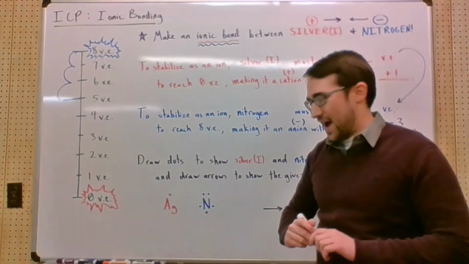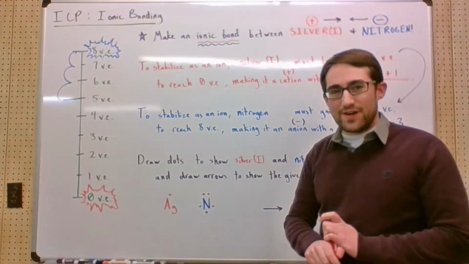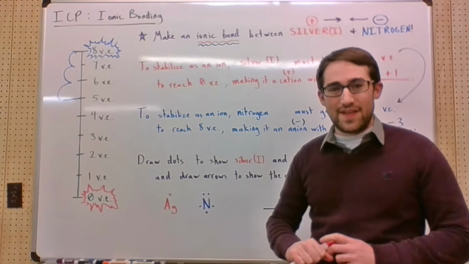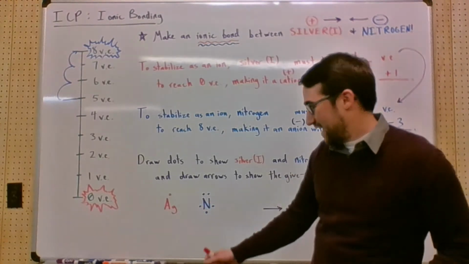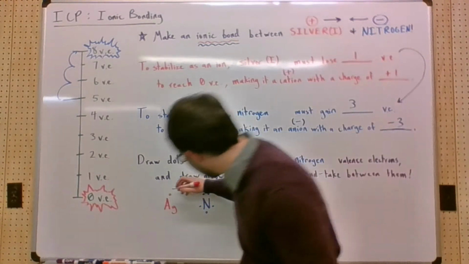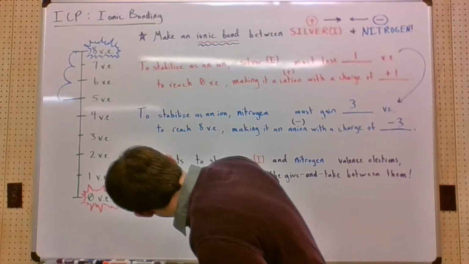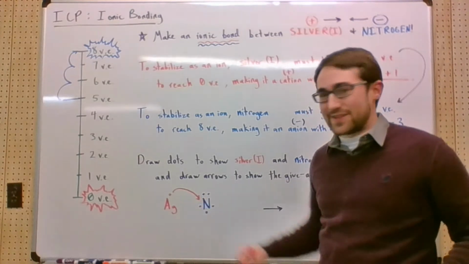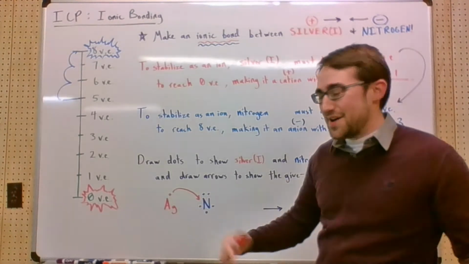So each silver atom wants to give up 1 valence electron. So I'm just going to draw it with 1 valence electron, 1 dot, that it's going to give away to something that wants it, like this nitrogen atom. So, giving up that 1 valence electron has made this silver atom happy. It becomes an ion. That's great.